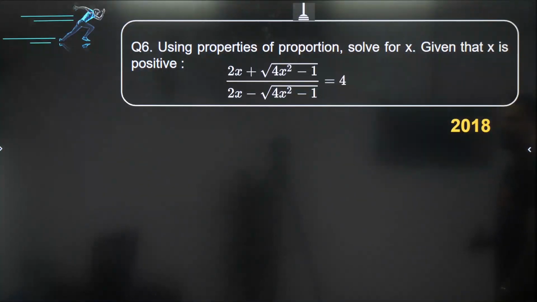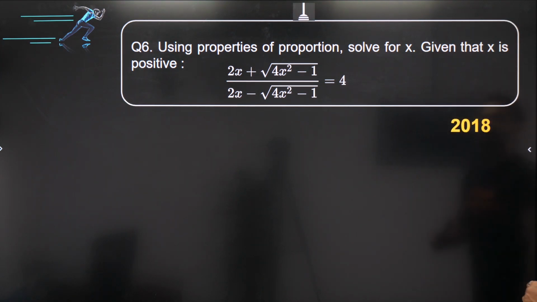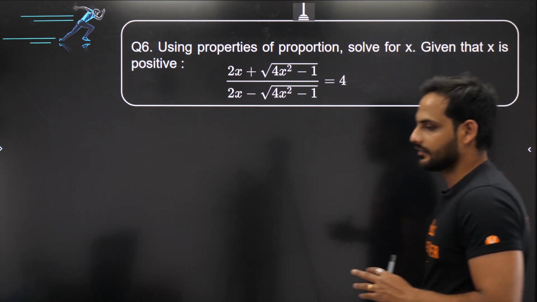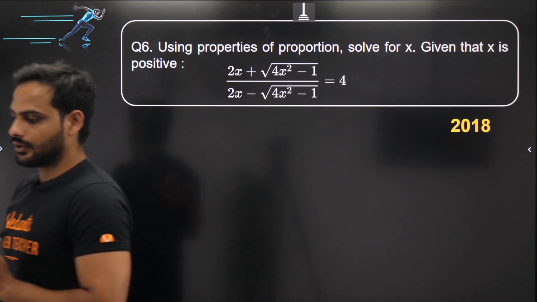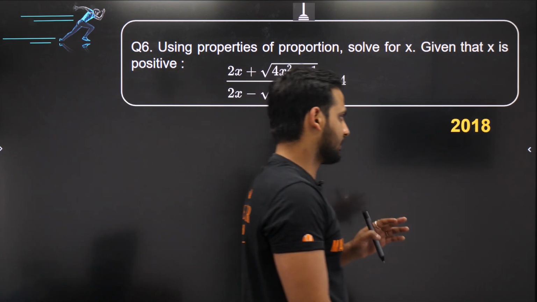Let's move to the second question. Using properties of proportions, solve for x. Also given that x is positive. So beta, here they have told us that x is positive. Okay, so whatever values of x I get, I'll only consider the positive values.